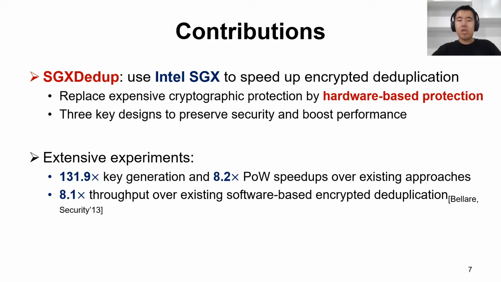The key insight is to replace the expensive cryptographic protection in existing software-based encrypted deduplication implementation by hardware-based protection. We introduce three key designs in SGX-Dedup to preserve security and boost performance. We perform extensive experiments and show that SGX-Dedup achieves 131.9 times key generation and 8.2 times POW speedups over existing approaches. The overall prototype achieves 8.1 times throughput over the state-of-the-art encrypted deduplication system.